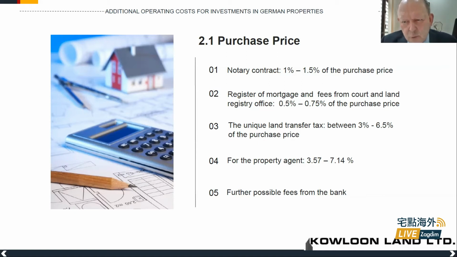In the southern parts of Germany, you have to pay more, between 3 to 4, maximum 4.5%, and when you're going to Berlin and Hamburg and the northern part, you have exactly every time the 7.14%.